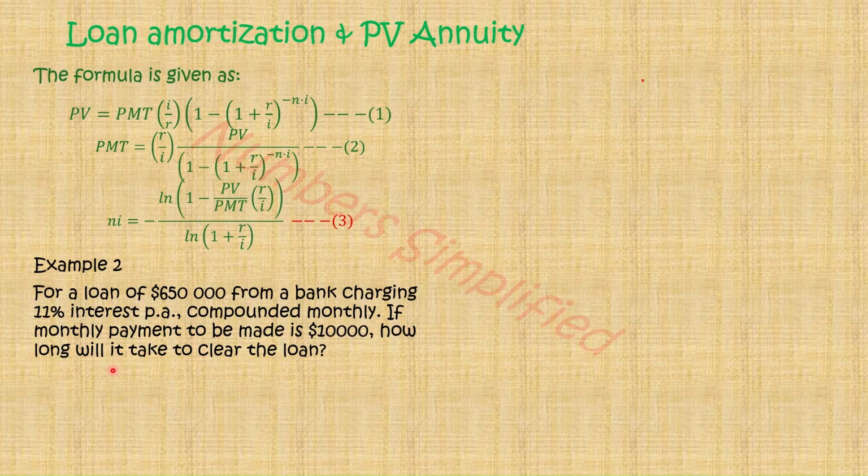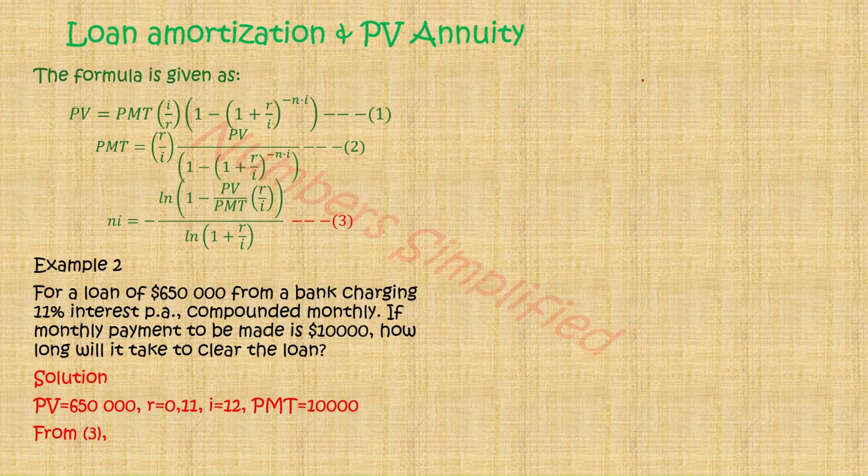So as before, it is crucial, inasmuch as we are dealing with a similar question to the one we dealt with in example 1. Our PV is going to be $650,000. Our R, which is the rate of interest, is 0.11 or 11%. Then this is being compounded monthly, so our I is 12. Then we're looking for the time it will take when we are given the PMT of 10,000.